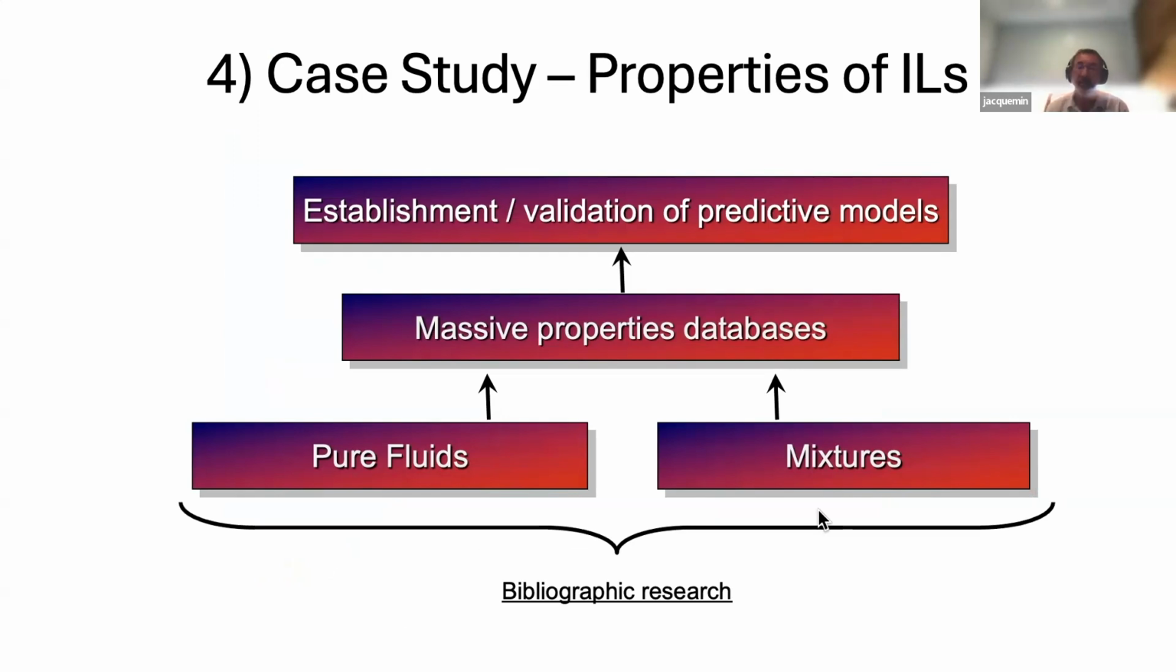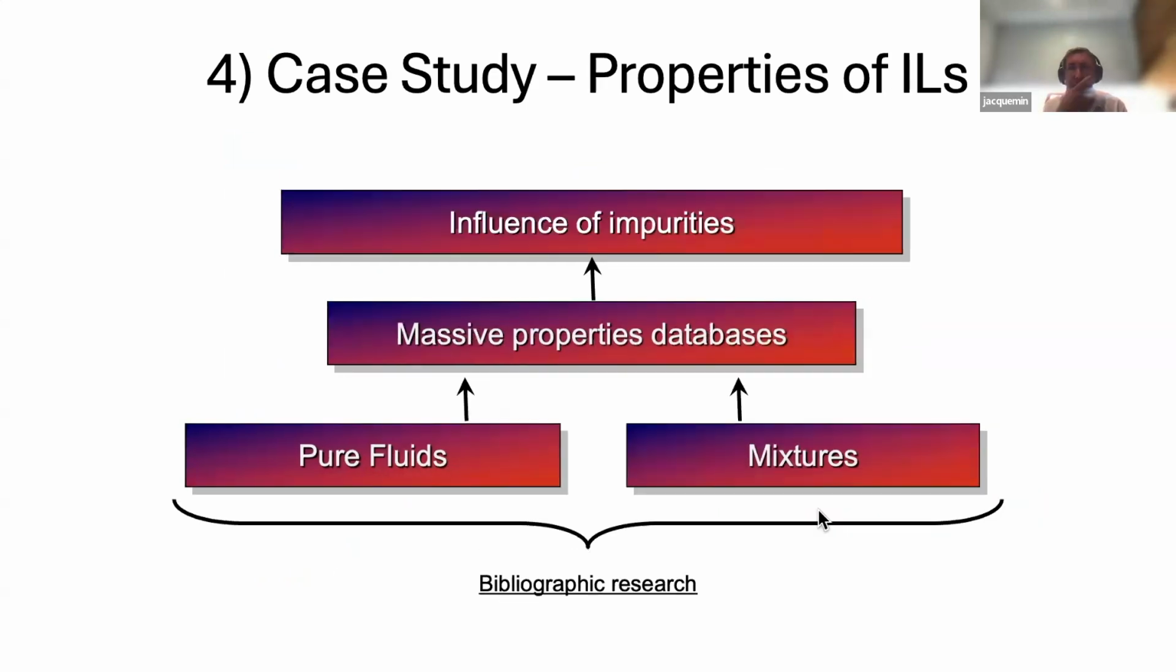Of course, since the beginning of my PhD, I started in 2002, so it's a long time now, 22 years ago. My supervisor asked me to develop a database for ionic liquids, combining pure and mixtures and a lot of properties. The idea was to establish and develop models. And of course, we also use that to try to understand the effect of impurities in ionic liquids, because they are affecting a lot their properties.